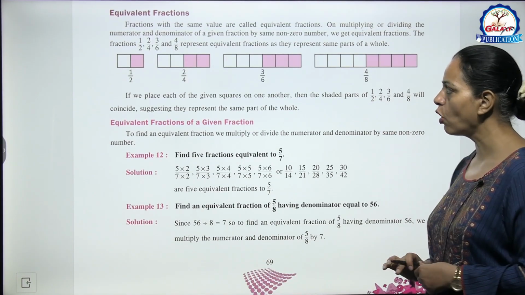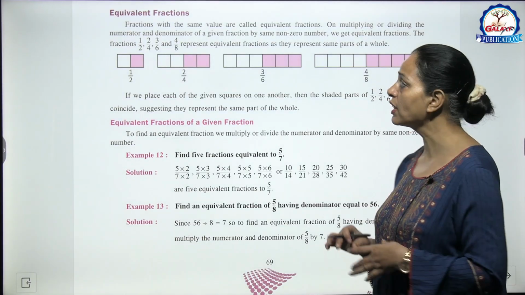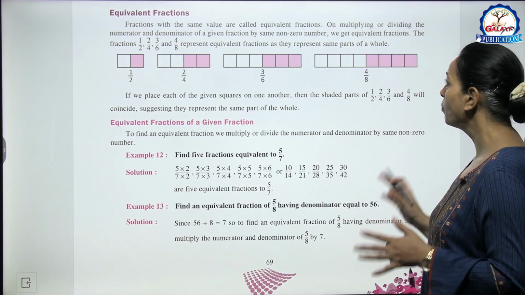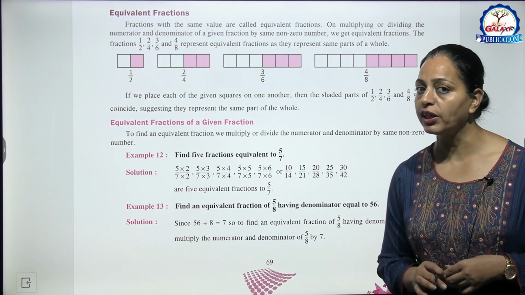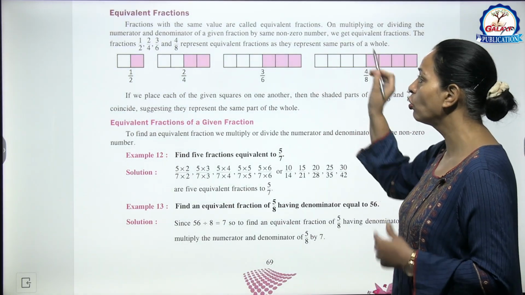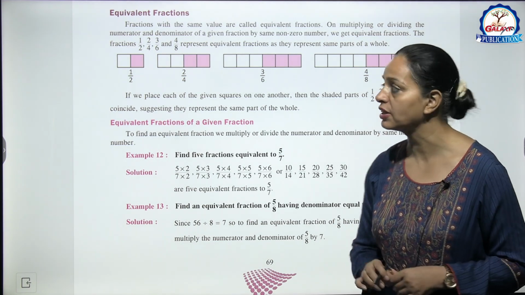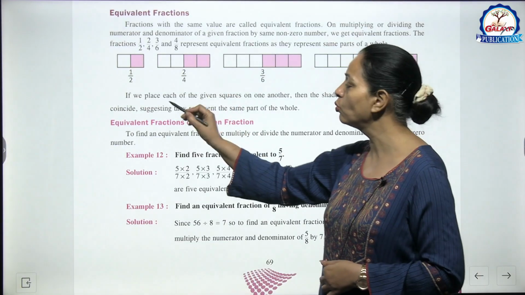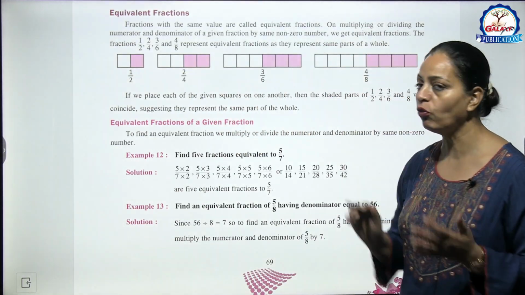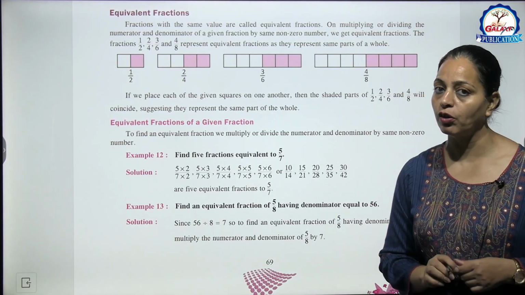Now the next we are talking about equivalent fractions. Fractions with the same value are called equivalent fractions. On multiplying or dividing the numerator and denominator of a given fraction by the same non-zero number, we get equivalent fractions. Like fractions 1 by 2, 2 by 4, 3 by 6, 4 by 8 represent equivalent fractions as they represent the same parts of a whole.